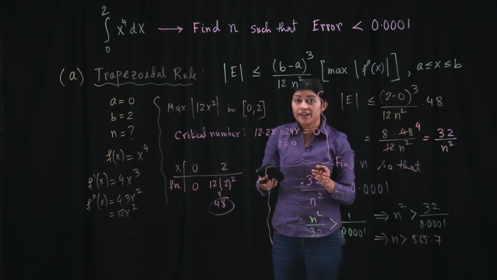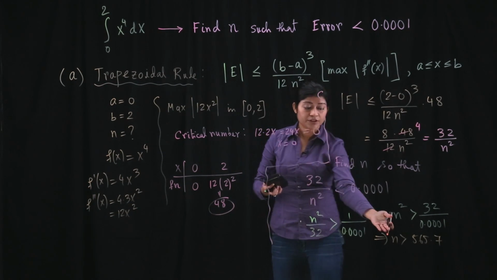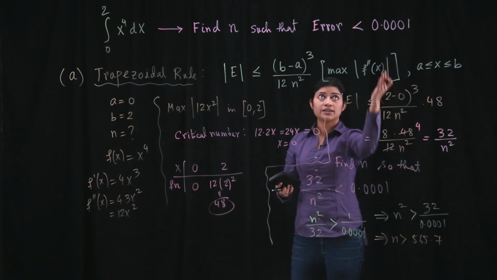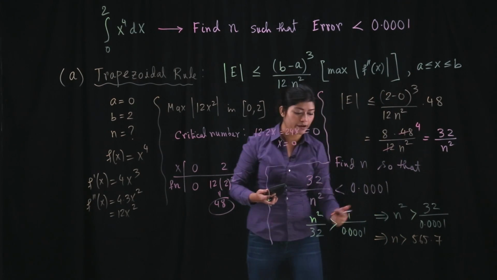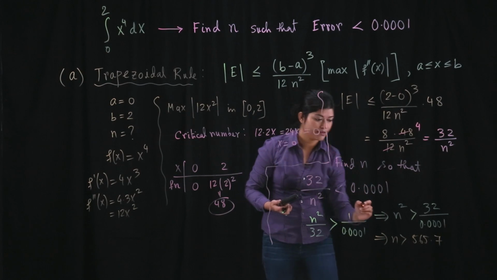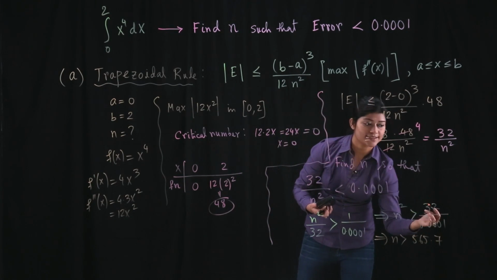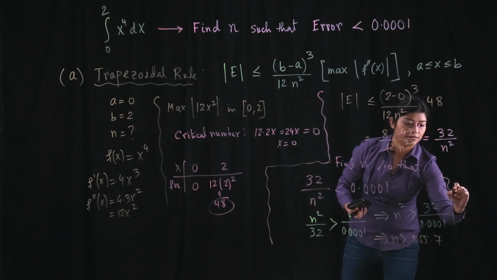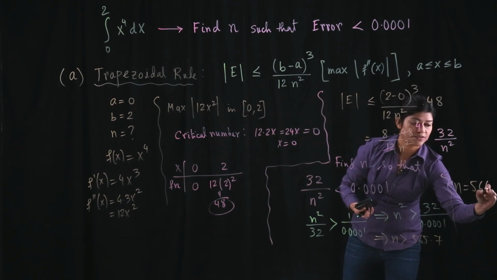So usually we choose n to be a whole number. So what do you think n should be so that our error is less than 0.0001? So n should be at least greater than this, right? 566. So n should be at least 566.